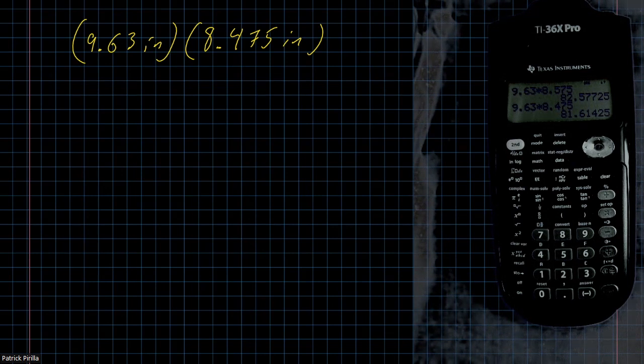And my calculated result has 6 significant digits, which again is way too many. Looking at the two measurements I started with, I have 3 significant digits. I have 4 significant digits. The worst of these is 3 significant digits. So I'm going to round my result to have 3 significant digits. In this case, it comes out at 81.6 square inches.